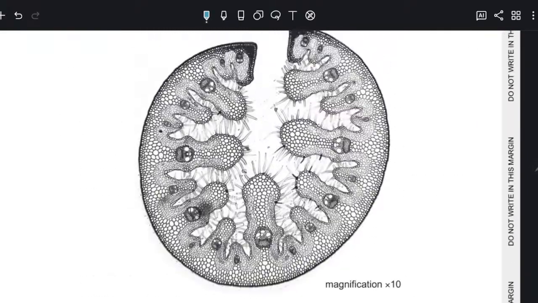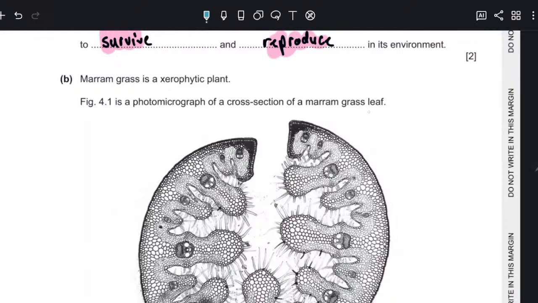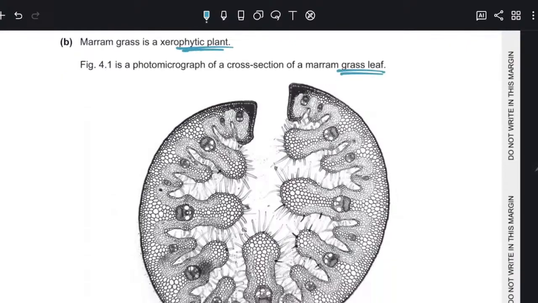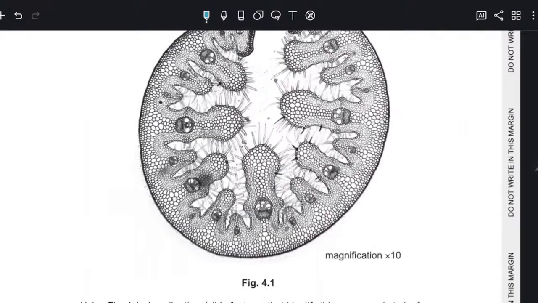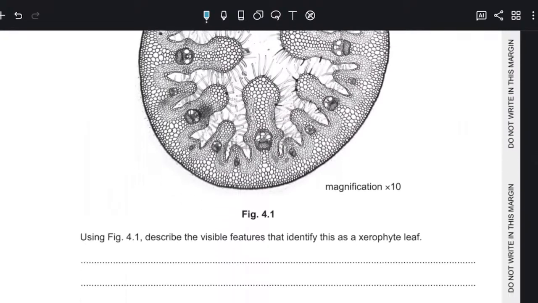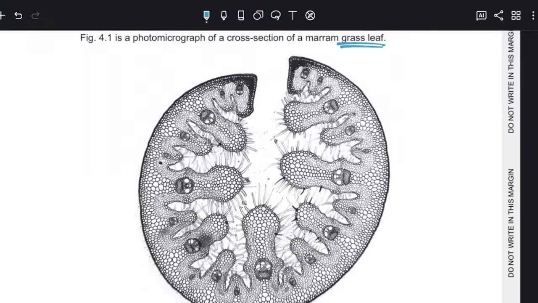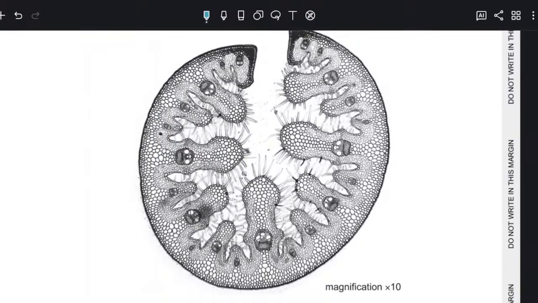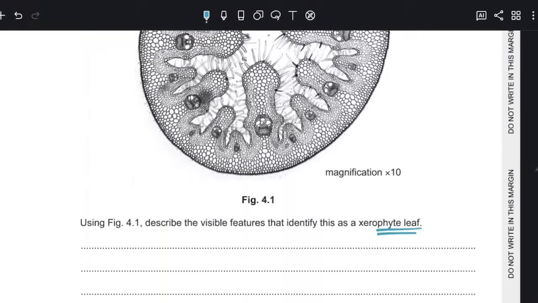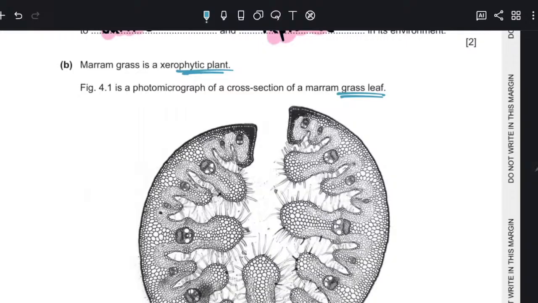Here we have a leaf again. Grass leaf. Whatever, we don't care about the shapes, whether they can be different. It has been magnified. Describe what visible feature you can see here that makes you think this is a xerophyte leaf. The stomata. What we have here is what we call a sunken stomata, a stomata in the pits. Are we together?